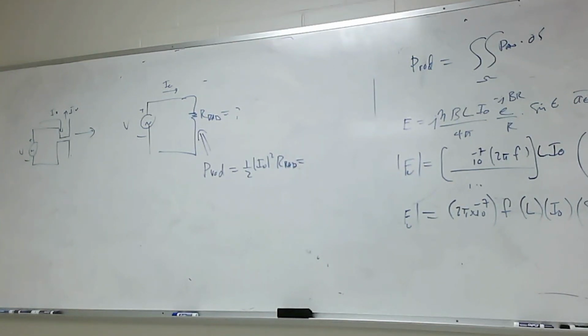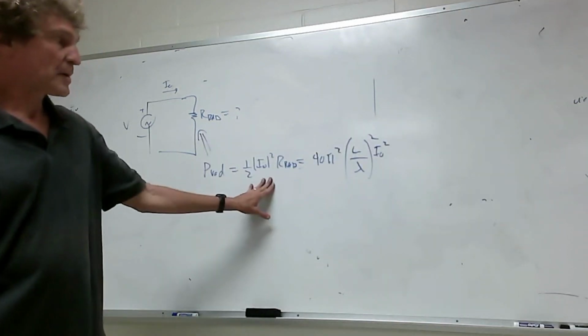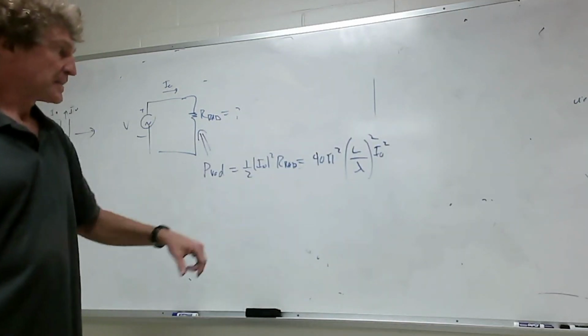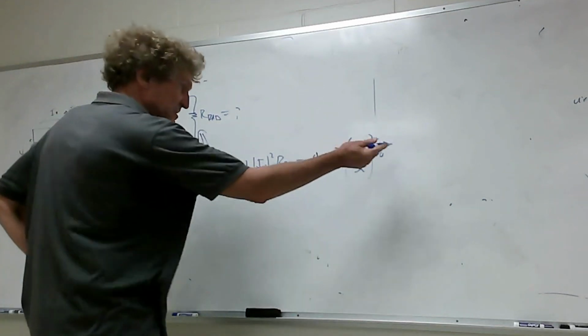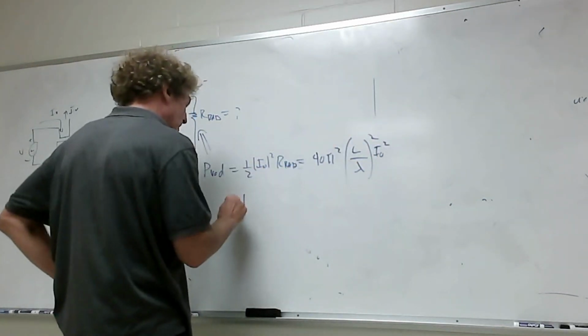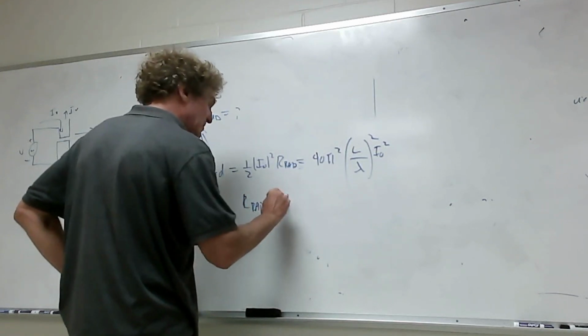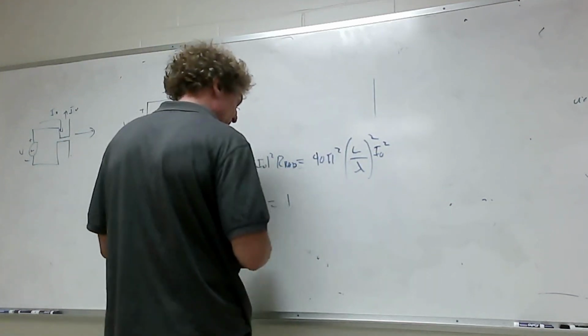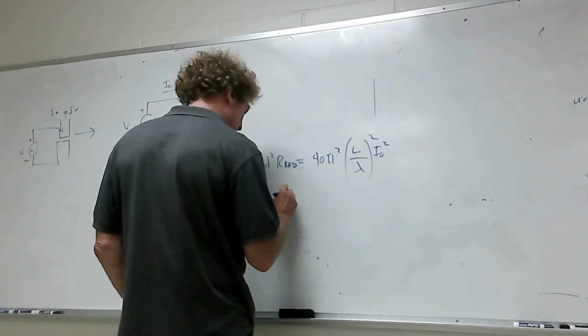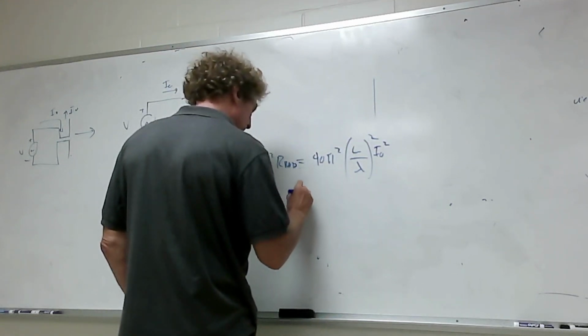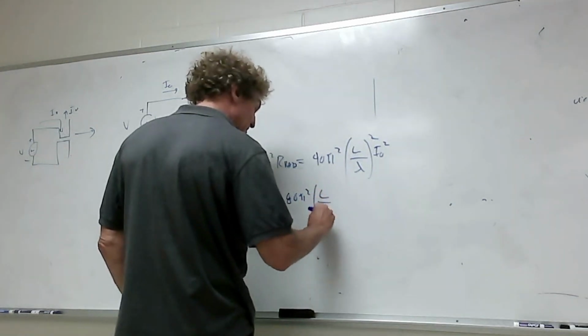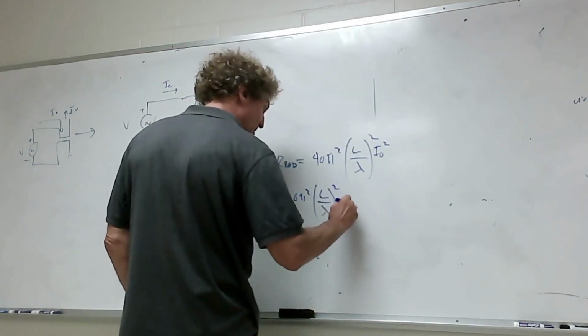Y'all with me, class? Here's what happens at the end of the day. This is the total power radiated. Now, if you get the radiation resistance, the I squareds cancel and you get R rad. This is the one you remember. R rad will be equal to, in this case, 80 pi squared L over lambda squared ohms.